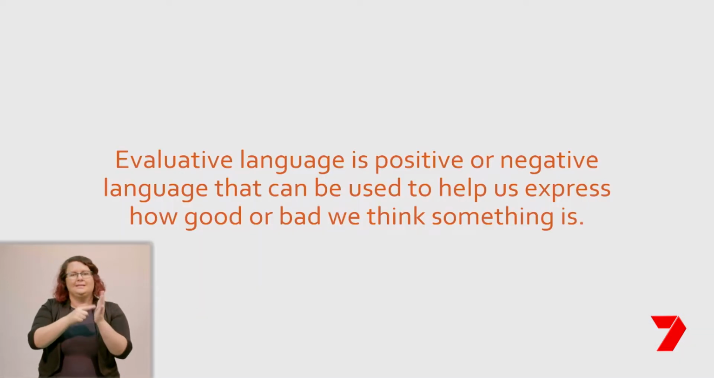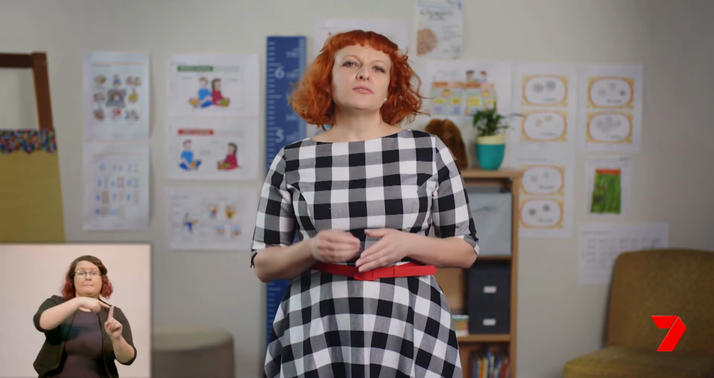To give our opinions, we will need to use evaluative language. Evaluative language is positive or negative language that can be used to help us express how good or bad we think something is. Using a positive or negative adjective to describe something is one example of using evaluative language. Remember, adjectives describe a noun, and they really should be a bit better than good or bad too. There are much better words we can use to paint a picture about our opinion.